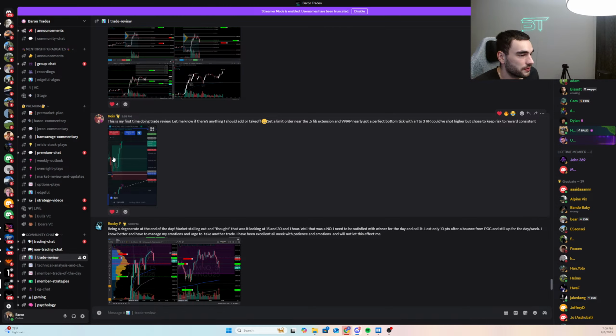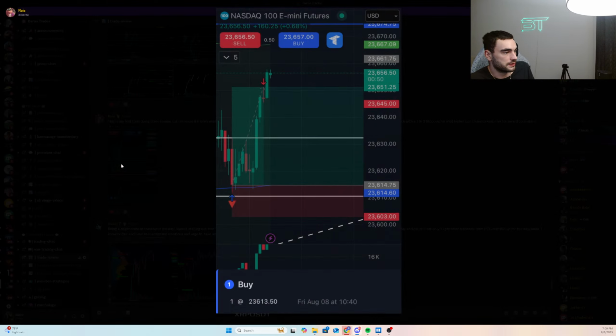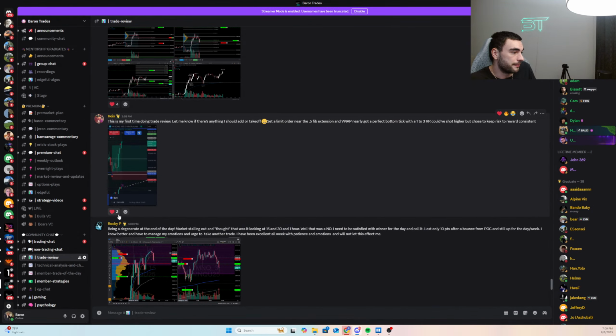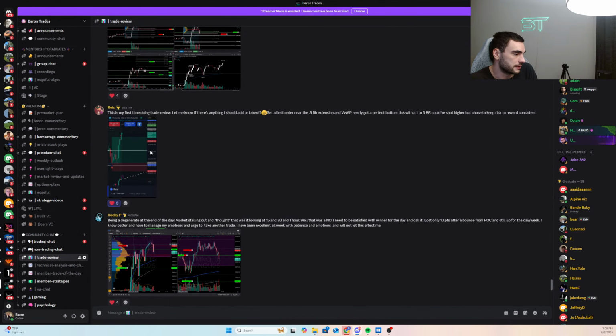Set a limit order near the 0.5 extension. It's just the 0.5 fib and VWAP. Nearly got a perfect bottom tick with a 1 to 3 RR. Could have shot higher, but I chose to keep risk to reward consistent. I think this is a valid trade, bro. The only thing, I don't use limit orders. If you want to use limit orders, that's fine by me. I mean, this is a clean trade.